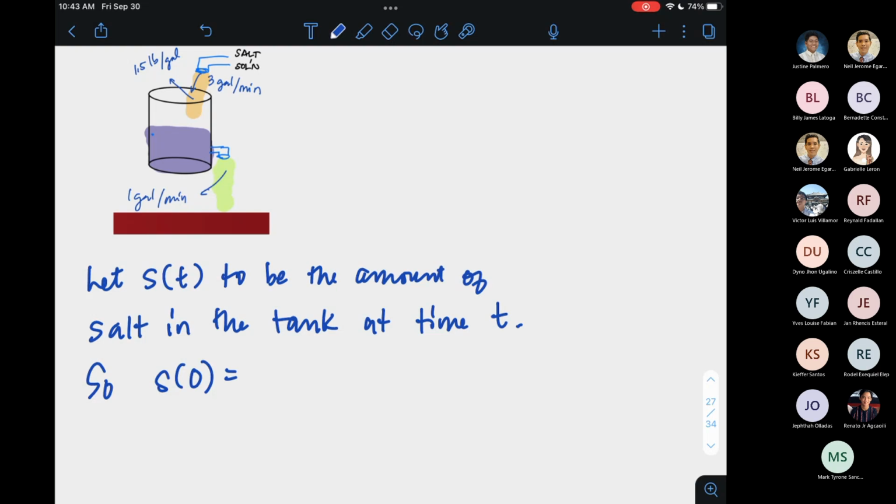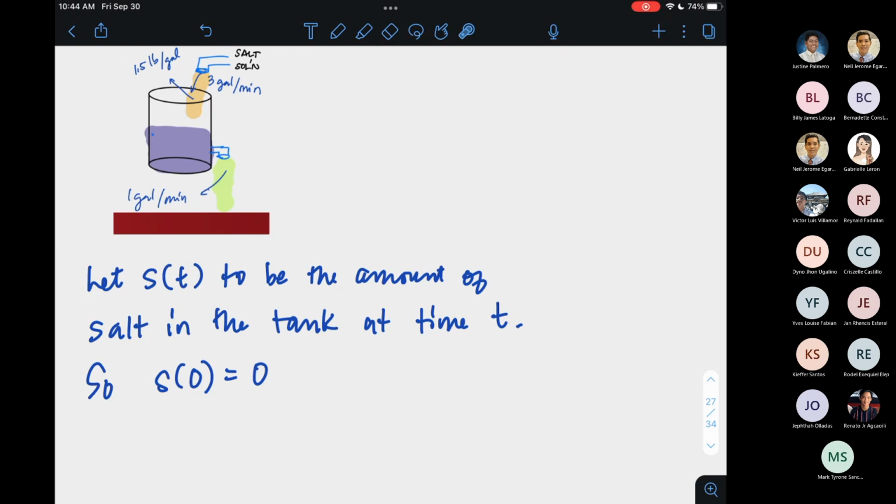Okay, Dino is correct. S of 0 is 0 kasi nga before the pumping happens, pure water yung nandito sa dun sa ating tank. So dahil pure water siya, wala pang salt na nandun sa tank. Pero pagka nag-start na yung experiment, mag-start na tayo mag-pump ng salt solution containing 1.5 pounds of salt per gallon at a rate of 3 gallons per minute, tapos magpapakawala tayo ng 1 gallon per minute. Okay? So let's see.